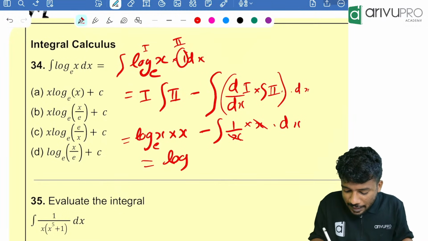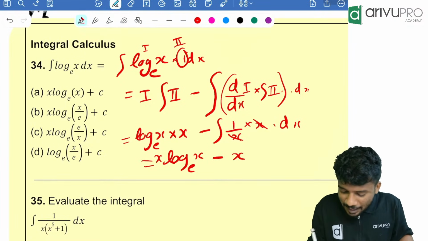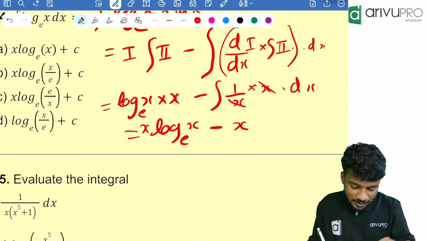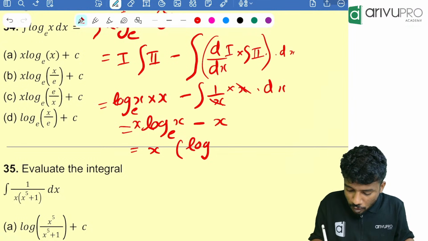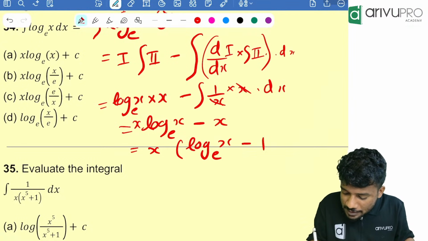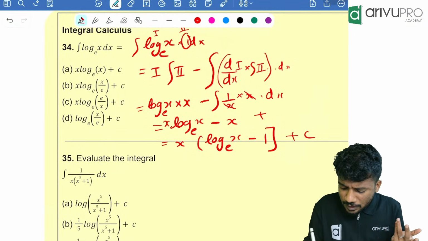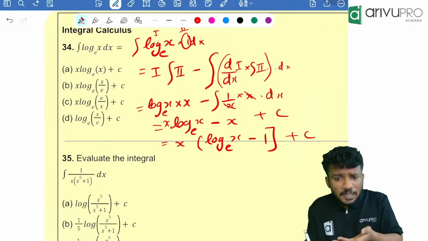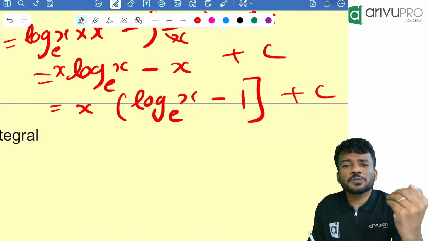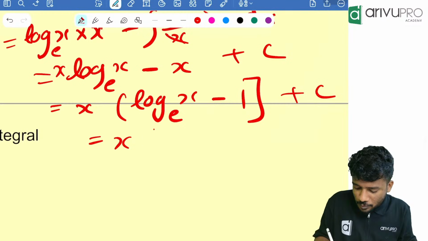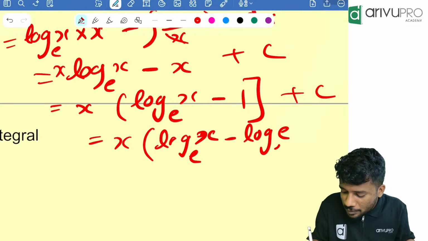What is remaining? x log x to the base e minus integral of 1 dx, which is x. People, from that I can write this as x into log of x to the base e minus 1, plus c also you can write. Now there is no option like that over there, so we need to convert this 1. Log e to the base e is 1. So that is x into log of x to the base e minus log of e to the base e, plus c.